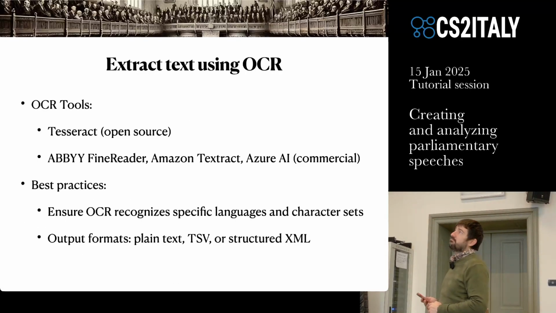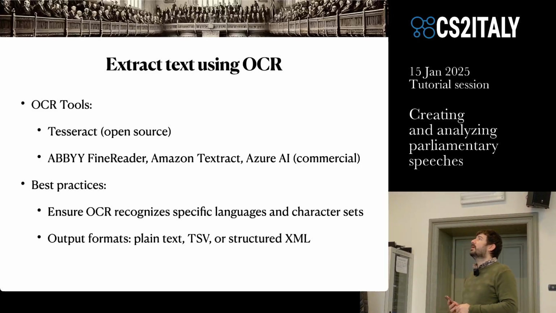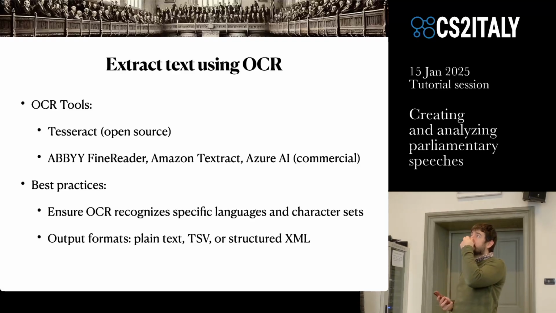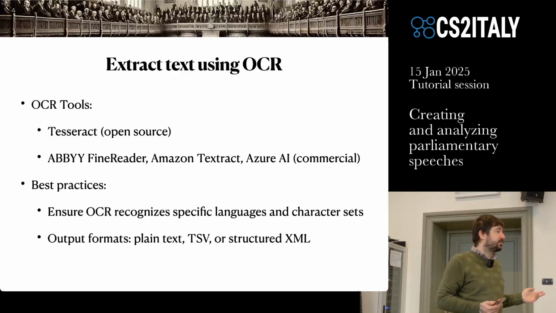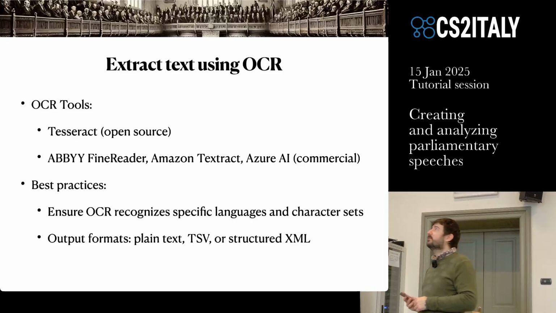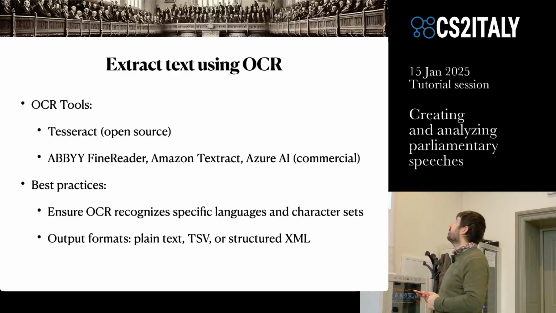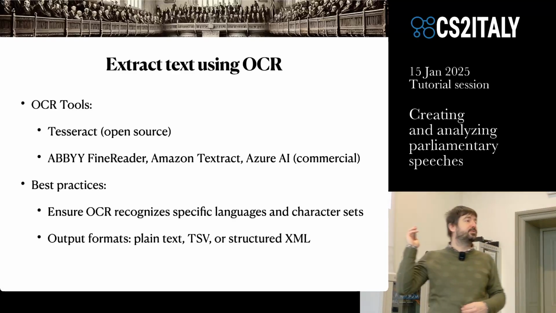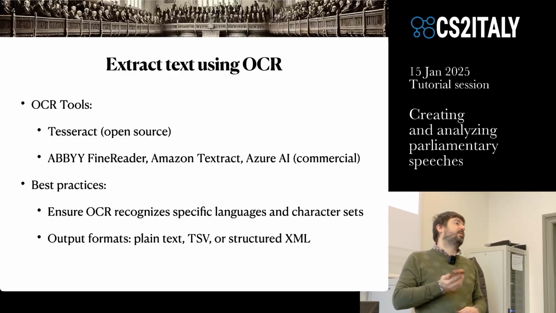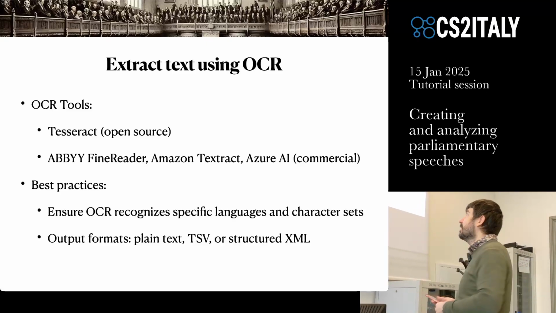The most common tool to extract text from images is Tesseract. It is free, open source, and developed by Google. Other alternatives are ABBYY FineReader, which is very famous but very expensive. You can also use Amazon or Azure cloud services, which are not very expensive, but if you have 5 million documents, you spend a lot of money.